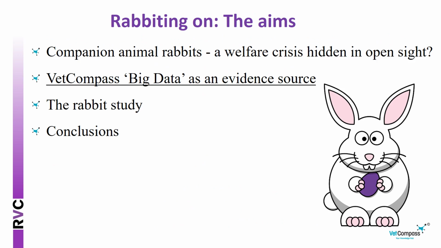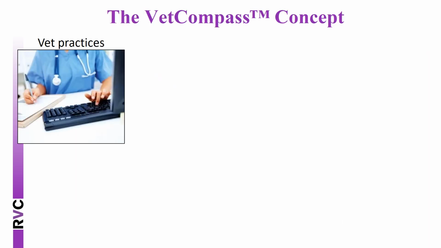So most of the answers to these health questions will come as numbers, and numbers need data, and this is where the VetCompass big data resource is going to come into play. So let's explore what VetCompass is. Essentially, this is a very simple concept. Veterinary practices record clinical data on computer systems.